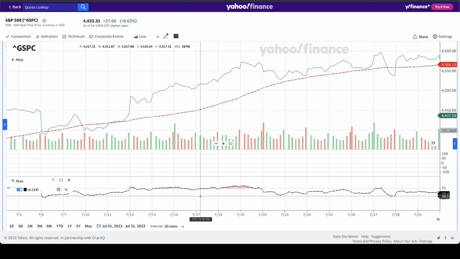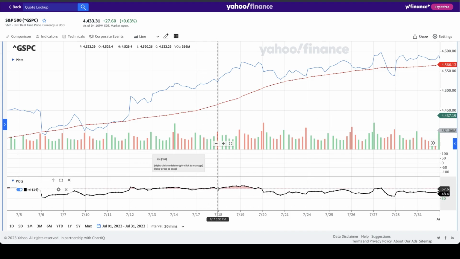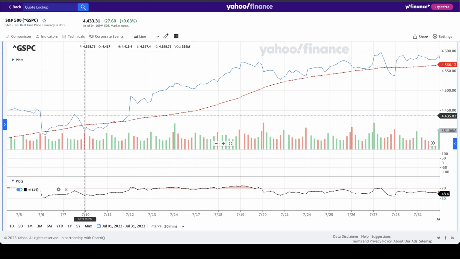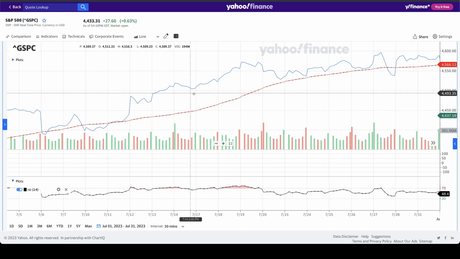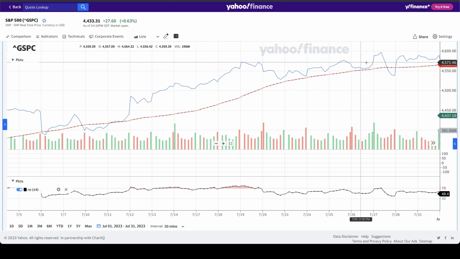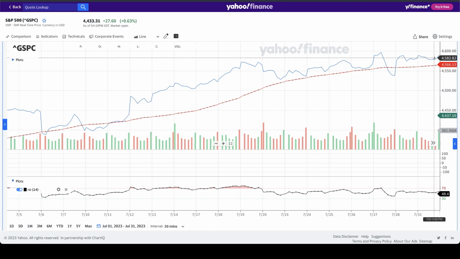You can see here the RSI indicates that the market was overvalued around the middle of the month. You can see here the RSI is just over 70. But other than that, pretty much it was range bound to the upper side. And pretty much throughout the month, the S&P 500 was above its 50-day trading range, which is a good sign, showing that the market is in an upward trajectory.